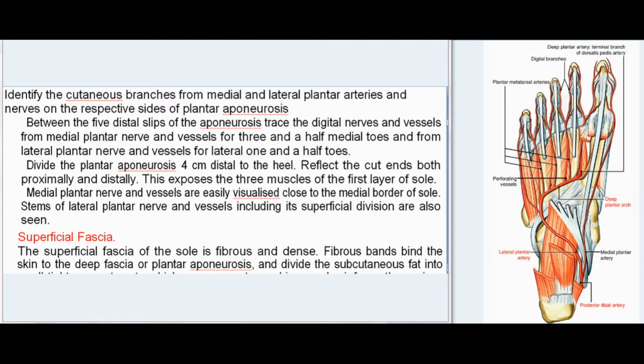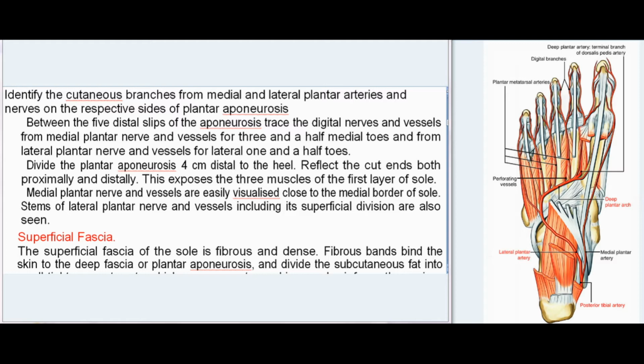Divide the plantar aponeurosis 4 cm distal to the heel. Reflect the cut ends both proximally and distally. This exposes the 3 muscles of the first layer of sole. Medial plantar nerve and vessels are easily visualized close to the medial border of sole. Stems of lateral plantar nerve and vessels including its superficial division are also seen.